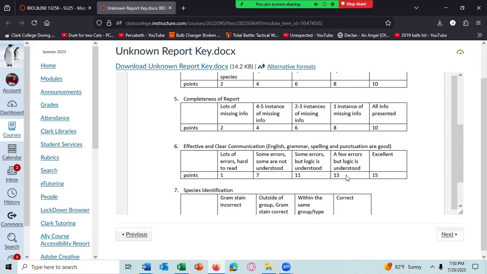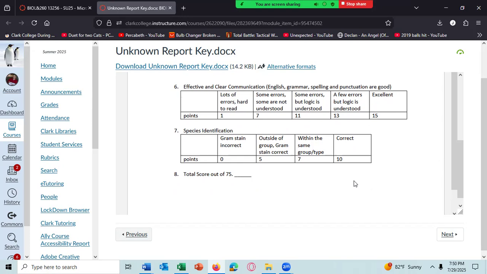and you'll get an excellent 15 out of 15. If there's a few errors, but the logic is understood, you get 13 out of 15. If there's some errors, but I still can understand the logic of your paper, 11 out of 15. If there's some errors and some of the errors I do not understand your logic, you get 7 out of 15. I've never had a paper with lots of errors and hard to read, but that would be 1 out of 15.